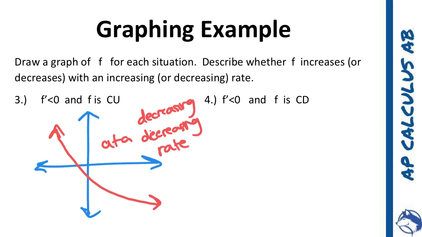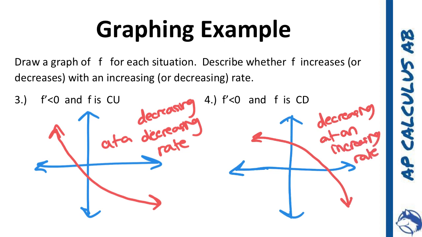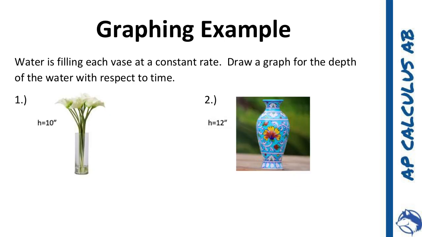Last one is, if I had a slope that was less than 0 and is concave down, it would look like this right here. So this is decreasing at an increasing rate because it's going down very quickly.